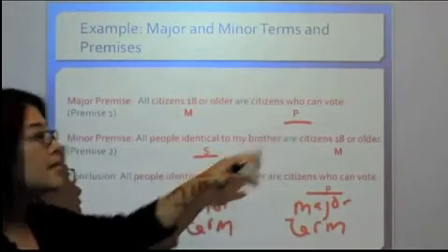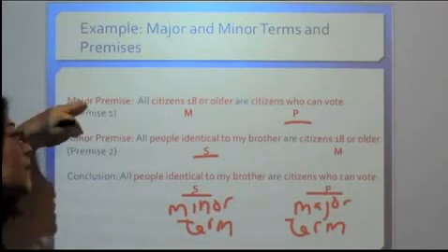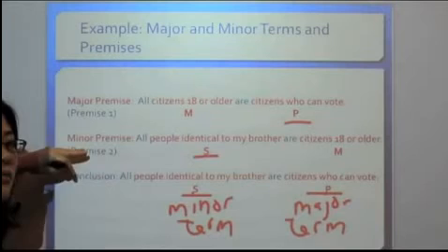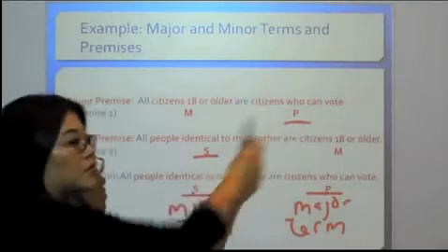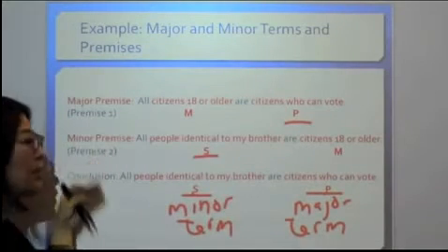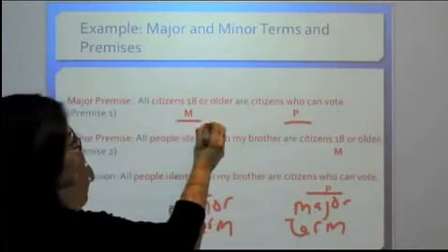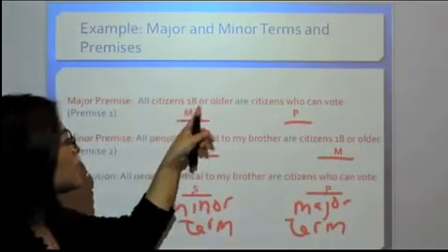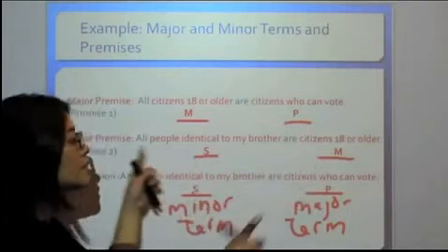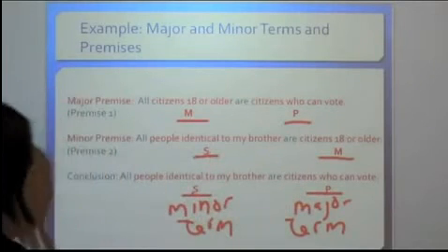And this helps us identify this premise here, the first premise, as the major premise, and the second premise as the minor premise. The major premise is the premise that contains the major term. The minor premise is a premise that contains the minor term, okay? Then we can identify also the middle term, which is citizens 18 or older, okay? Because this is a term that's shared between both premises, okay?